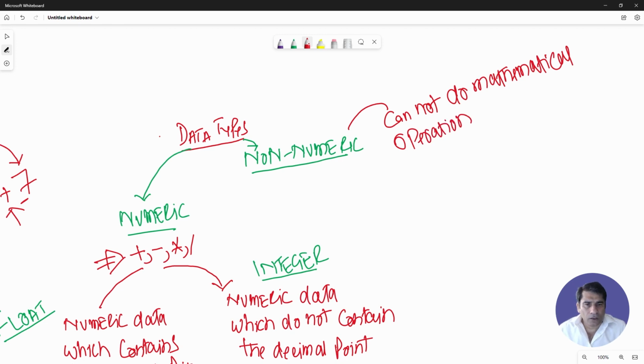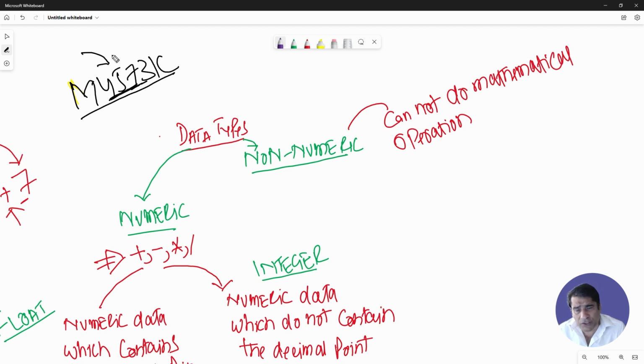Okay, my friends, I'll give you another example. For example, I'm writing, let me change the color, M4573K. This is, for example, the postcode. Look at this data, my friends. Here we have 4, we have 5, we have 7, we have 3. These are numeric like, but we cannot do mathematical operations on that thing.